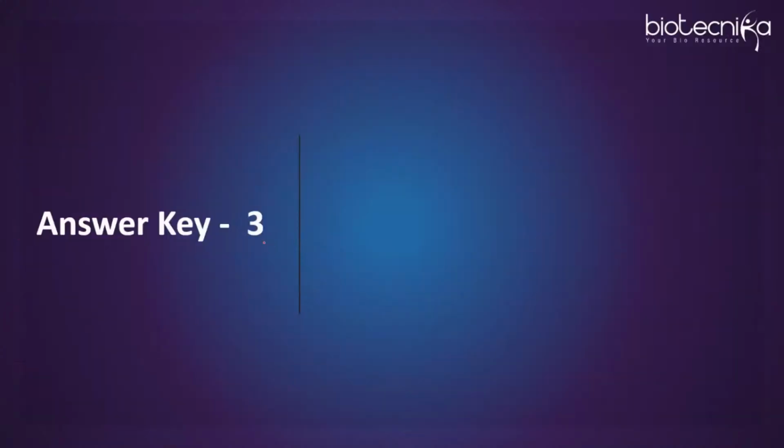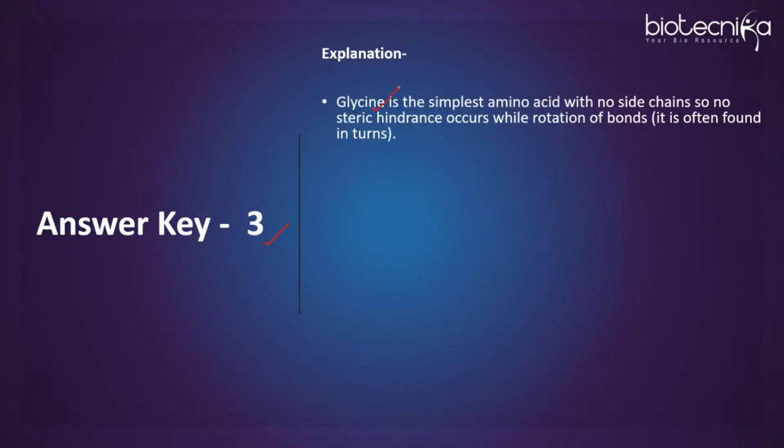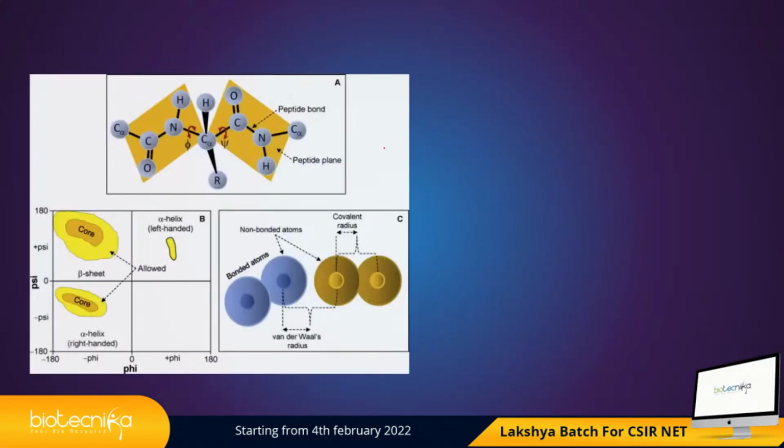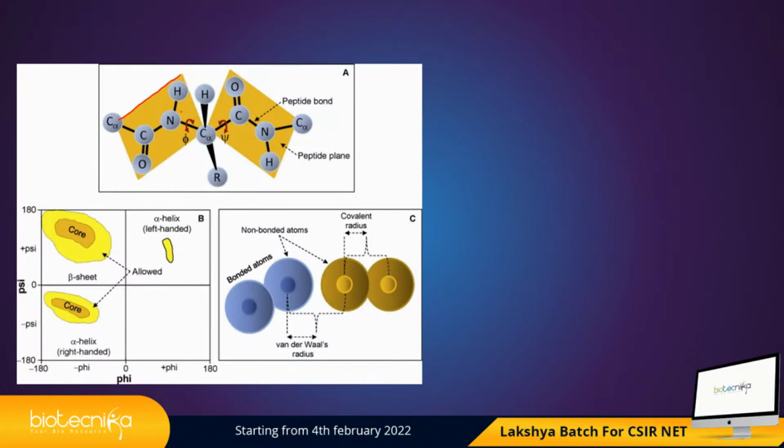Now let's see why. Okay. First of all, I hope you would be knowing about the Ramachandran plot and a little bit about amino acids. Glycine is the simplest amino acid with no side chain. So no steric hindrance occurs during the rotation of bonds. Now what bonds am I talking about? A little bit of the peptide bond. So see, this is a peptide plane. It cannot rotate. It does not have freedom of rotation, this CN bond. Similarly, this CN bond also does not have freedom of rotation. What can rotate are these single bonds, that is this phi value and this psi value.